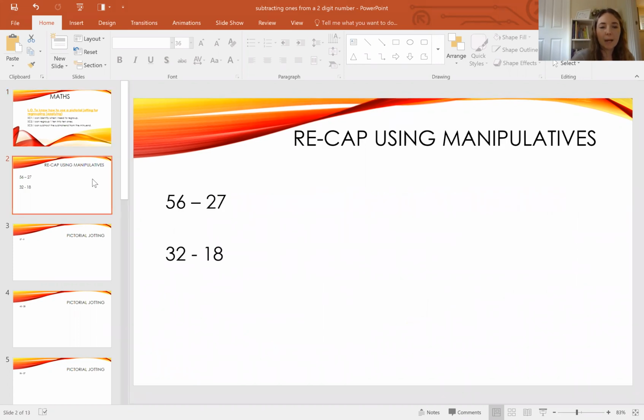Okay, so let's recap using manipulatives, just like we did yesterday. So if you could get your Deans out in front of you, and I want you to have a go at these questions by pausing the video, taking your time, work out the answer. Don't forget to regroup if you need to, and then we'll go through it once you're done. Off you go. Have you done that? Okay, so let's have a go at 56 take away 27.